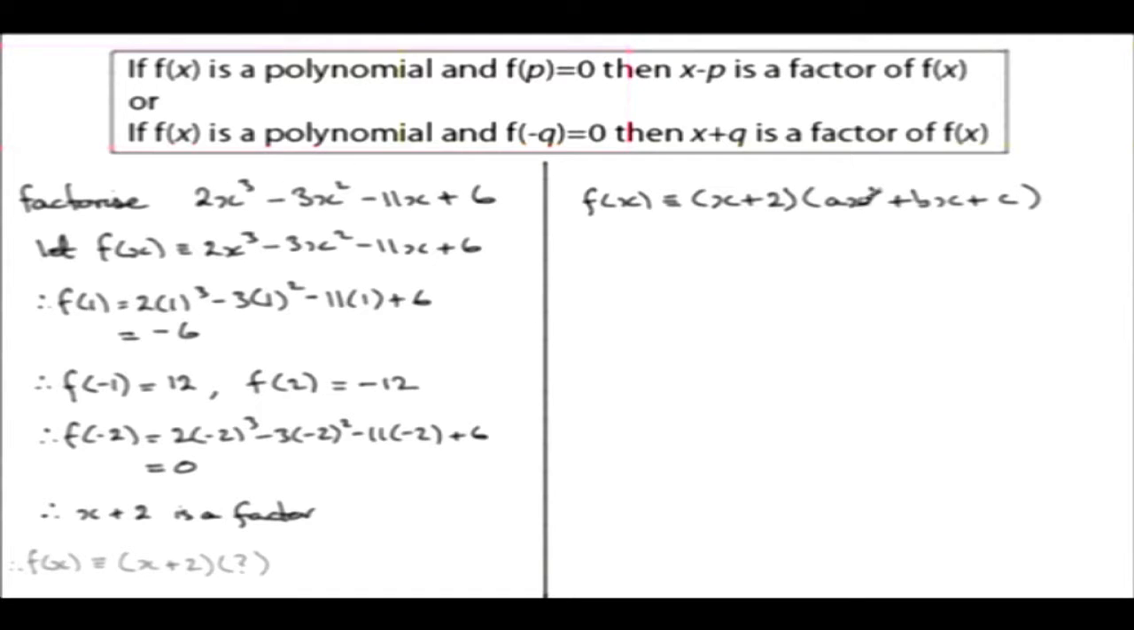And that's got to be 2x cubed, so what must the a be? Well, it's got to clearly be a 2. So we could write a 2 in there. X times 2x squared, 2x cubed. Now the other easy value to establish is the constant c on the end, because the only way you're going to get a constant is by multiplying this number, plus 2, by the constant on the end here. So clearly, what do you multiply plus 2 by to get plus 6? Well, it's got to be plus 3. So the c there is going to be a 3.